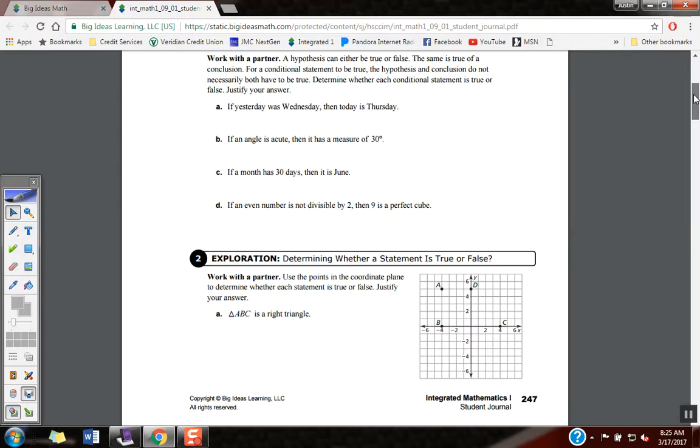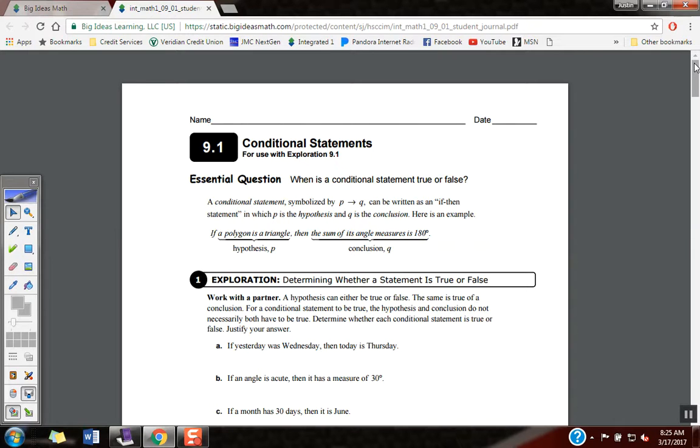All right, kids, here we go. Section 9.1 is titled Conditional Statements, and the question we need to try and answer today is, when is a conditional statement true or false? How about a volunteer to read what the definition of a conditional statement is right here for me?